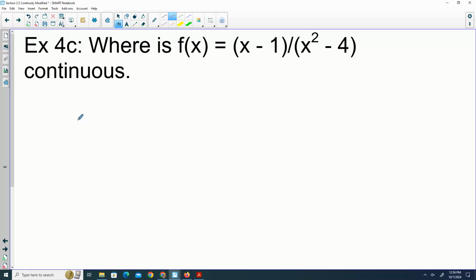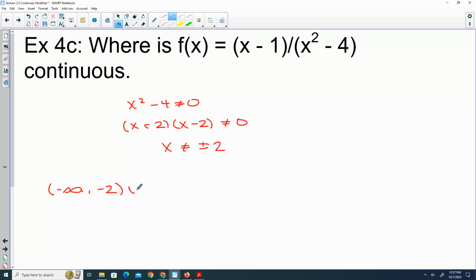All right, x minus 1 over x squared minus 4. We know in a fraction the denominator can't be 0. Give me positive or negative. So it's continuous everywhere except those points, or you could say everything smaller than -2, everything between -2 and 2, and everything bigger than 2.